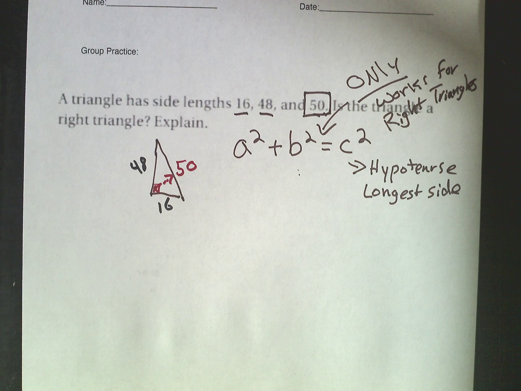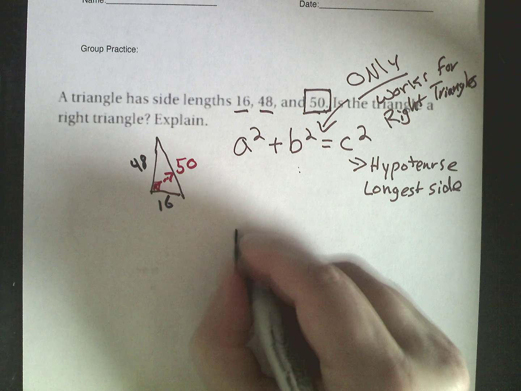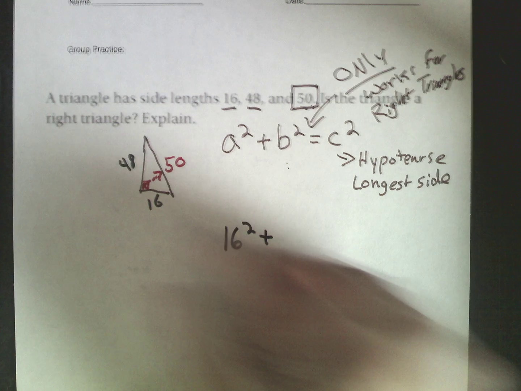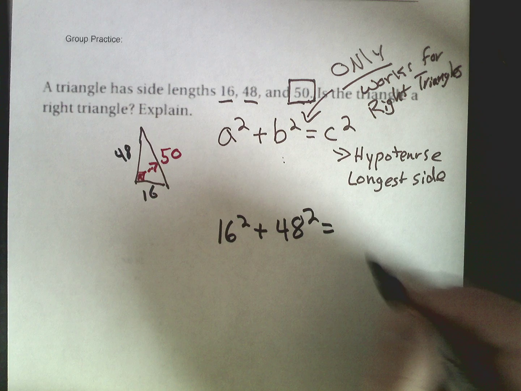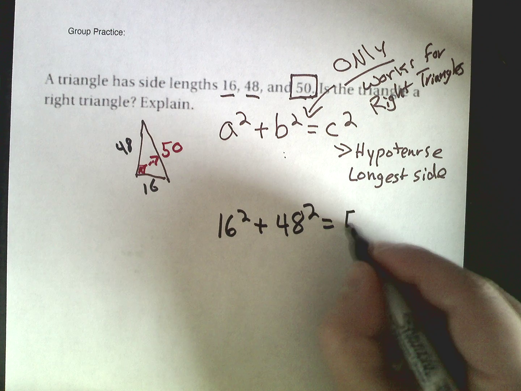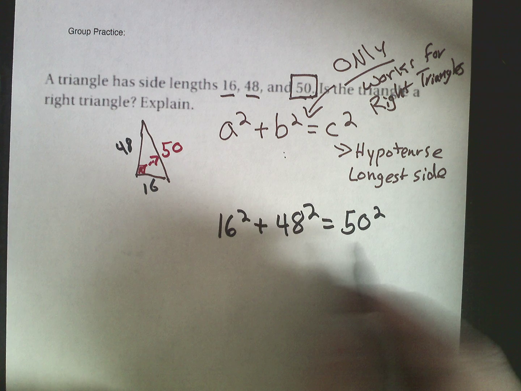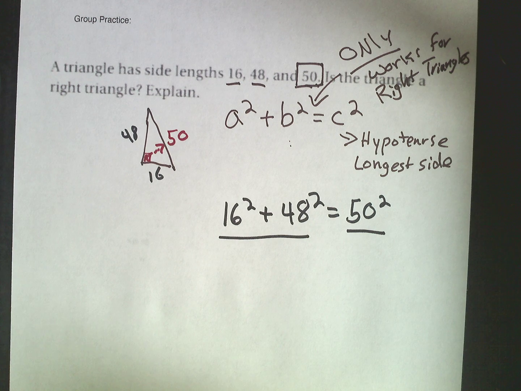So let's do this. Let's put these numbers together. a squared has got to be one of the sides. I'm going to take 16 squared. b squared has got to be the other side, 48 squared, equals c squared, which has got to be the hypotenuse, which has got to be the biggest one, 50 squared. So if this is equal to this, it's a right triangle. If not, it's not a right triangle.